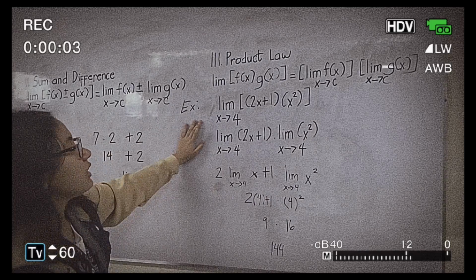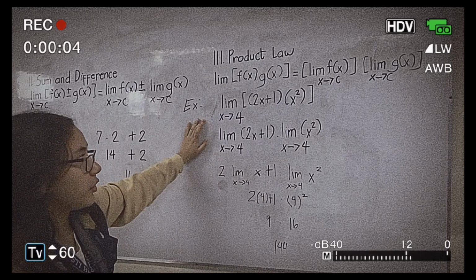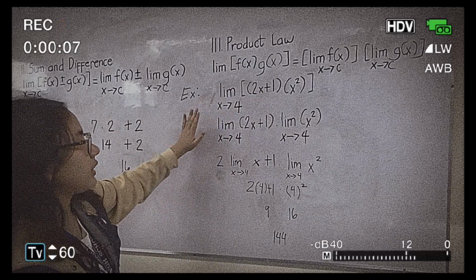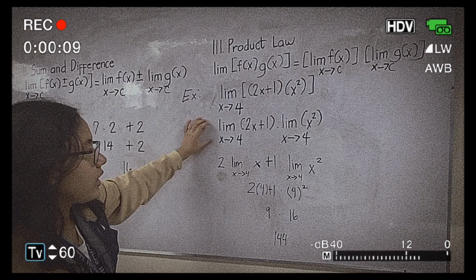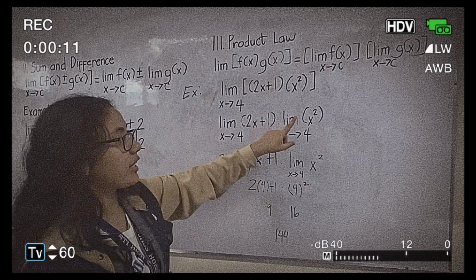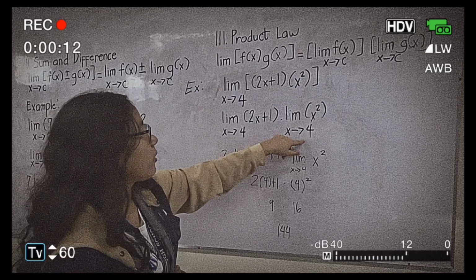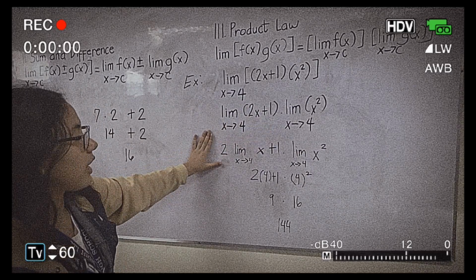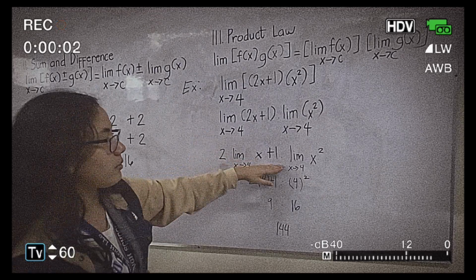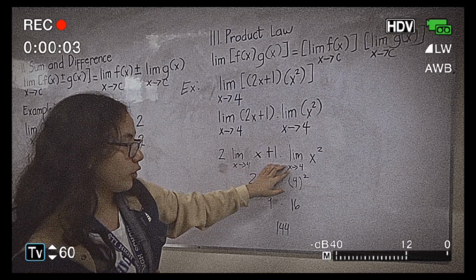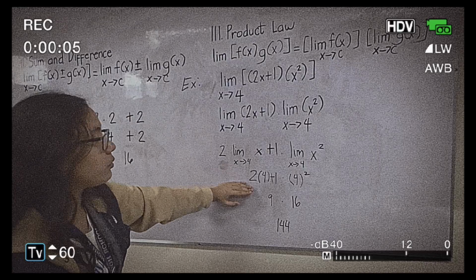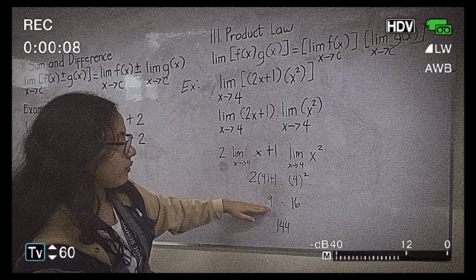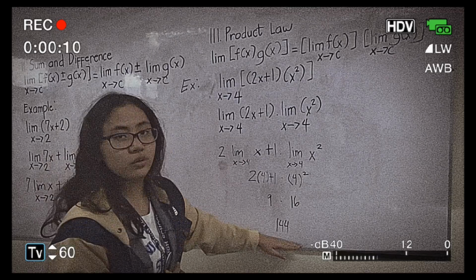We have an example. Limit 2x plus 1 times x squared as x approaches 4. Separate the terms by adding a limit. It will become like this: limit 2x plus 1 as x approaches 4 times limit x squared as x approaches 4. You can apply here the constant multiple law and it will become like this: 2 limit x plus 1 as x approaches 4 times limit x squared as x approaches 4. Substitute. 2 times 4 plus 1 times 4 squared. Simplify. It will become 9 times 16 and equals 144.